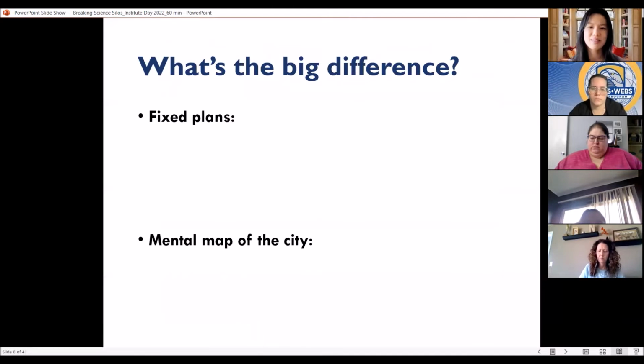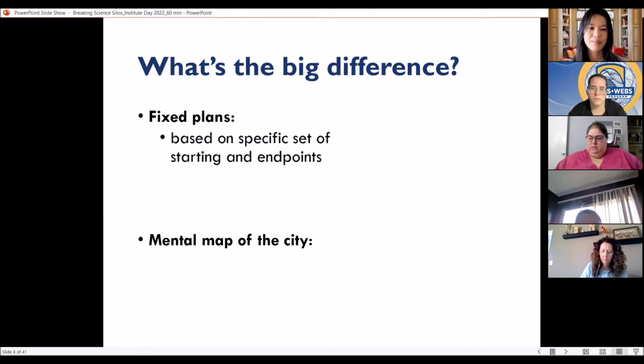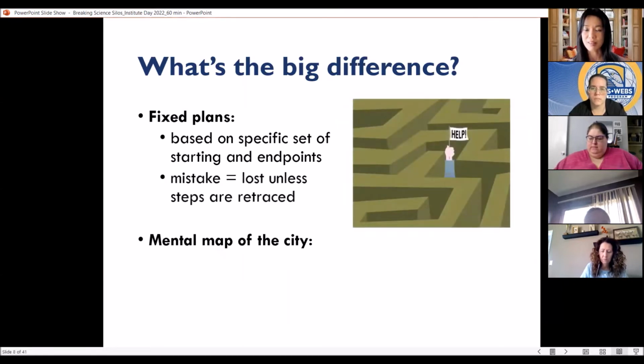Now, you get to know the city both ways. So what's the big deal? What's the big difference between these two methods? It might just be based on personal preference. Well, if you just have fixed plans, that means you only know directions based on a very specific set of starting and end points. And if you make a mistake, if you get lost, if there's construction and Google Maps isn't updating fast enough, you lose a lot of time. You don't know how to get from point A to point B anymore because your steps have been completely messed up. The only way you can recover is if you manage to retrace to the last step that you're familiar with and go from there.